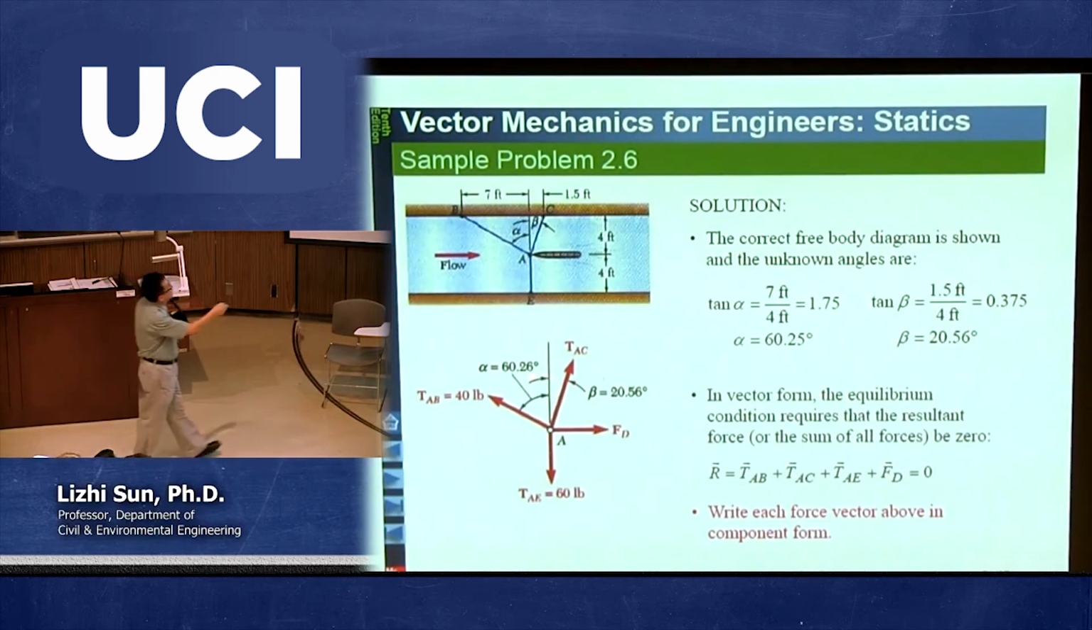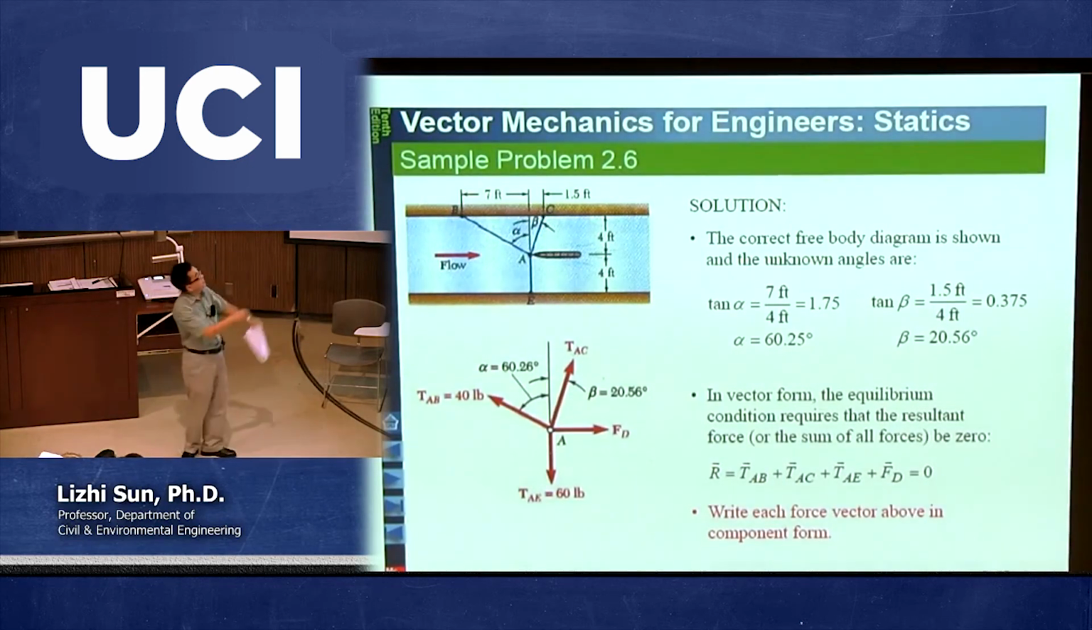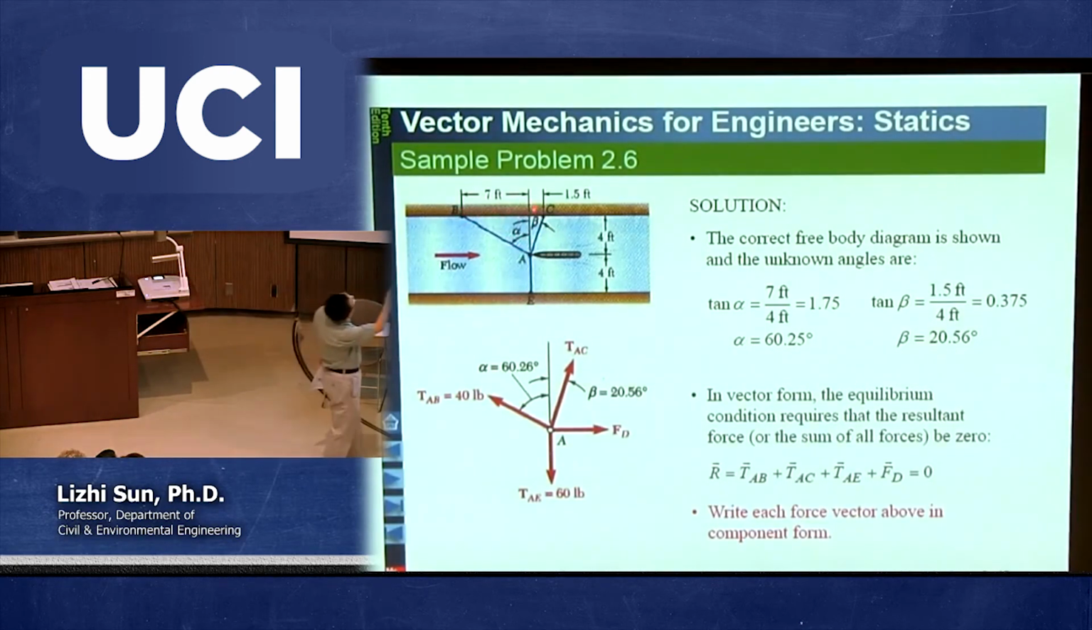Now let's identify alpha and beta. How do we identify alpha and beta? Just from the original picture. This is alpha. They gave you the geometry from B to this point.